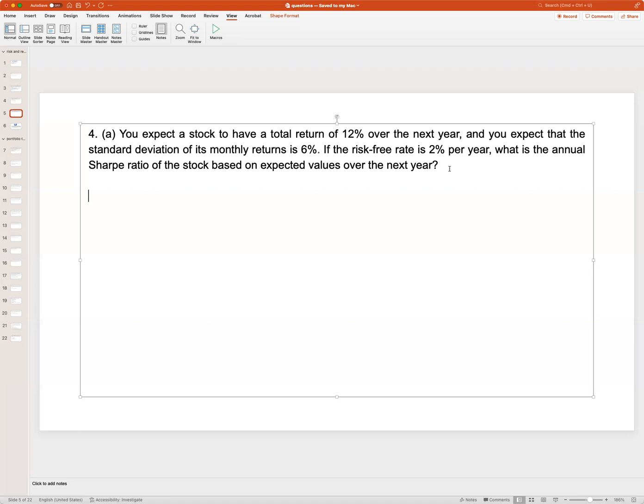So first things first, this question is asking us to calculate a Sharpe ratio. According to the formula, Sharpe ratio equals expected return minus risk-free rate divided by the standard deviation. So that's ER minus RF divided by sigma. Of course, all of these variables need to be measured over the same horizon. In particular, this question is asking for the annual Sharpe ratio. So we're going to look for annual numbers.